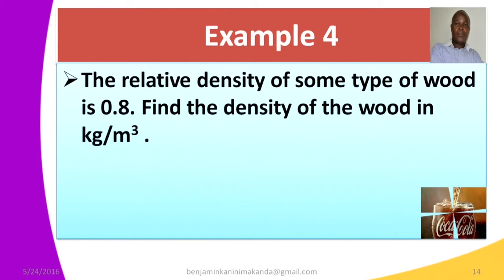So any given time you get this kind of a problem, don't ask that you have not been given the density of water, because that one is the standard density of water, the known density. It is 1000 kilograms per meter cubed or 1 gram per centimeter cubed. Therefore, this is how we approach this problem.